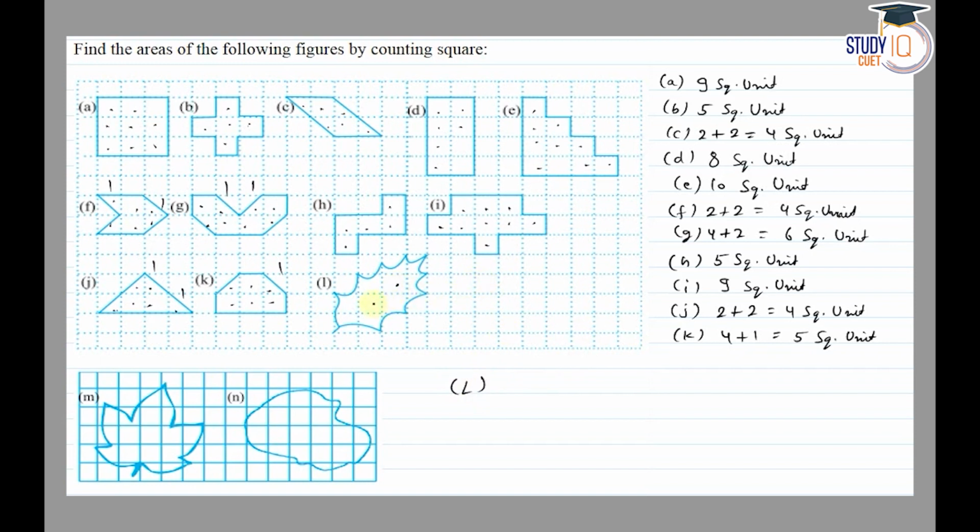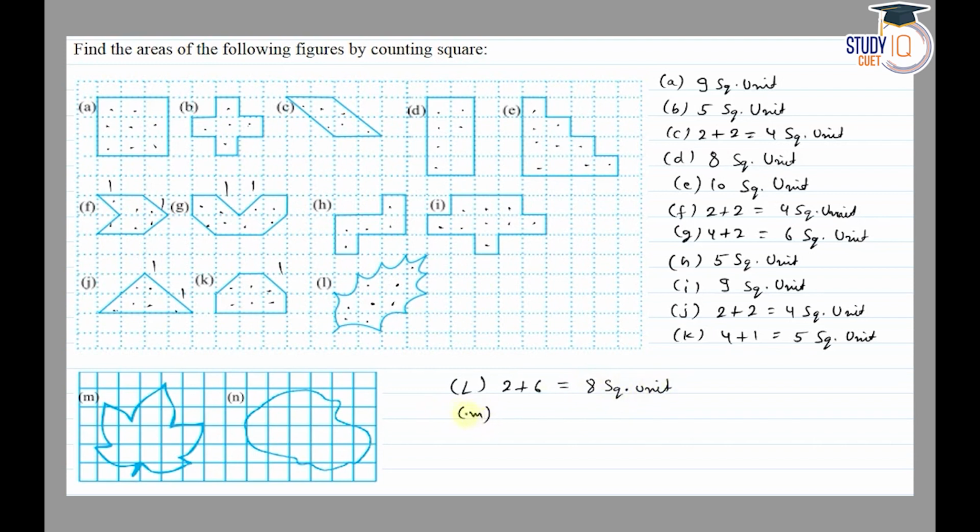So यहाँ पे हमारे पास 2 fully covered है. So 2 plus, and more than half filled is 1 2 3 4 5 and 6. So plus 6. So more than half को हम एज ए फुल काउंट करेंगे, एंड लेस देन हाफ को हम काउंट नहीं करेंगे. तो ये हो जाएगा हमारे पास 2 plus 6 is equal to 8 square unit.